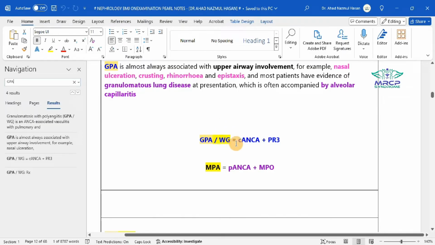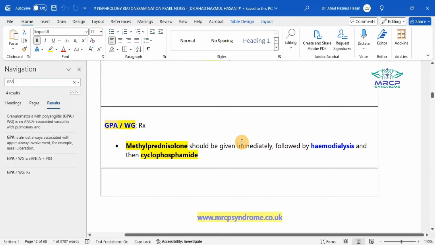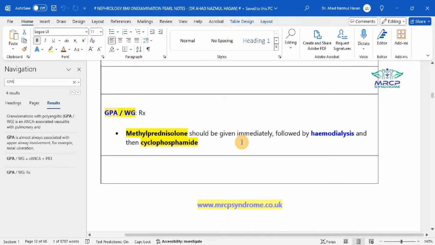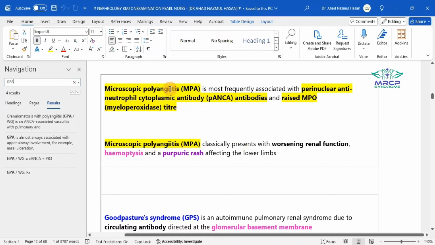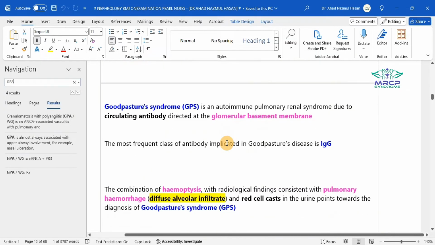So GPA will have predominant C-ANCA positivity with anti-PR3, and MPA will have predominantly P-ANCA positivity with MPO. So P for P, and G and C look similar, so G for C. And for the treatment, you need to go for a combination of the two Cs, cyclophosphamide plus methylprednisolone or corticosteroid, followed by hemodialysis. And the second one is microscopic polyangiitis. MPA is most frequently associated with perinuclear anti-neutrophil cytoplasmic antibody, P-ANCA, and a raised MPO titer. MPA classically presents with worsening renal function, hemoptysis, and a purpuric rash affecting the lower limbs.